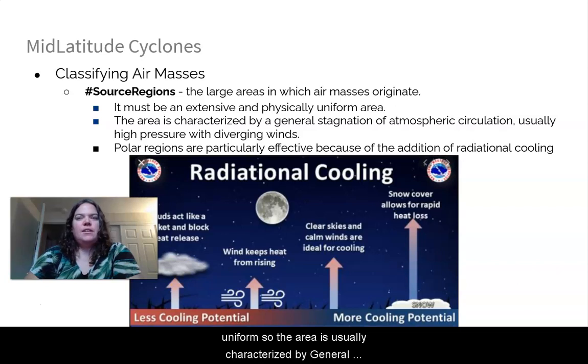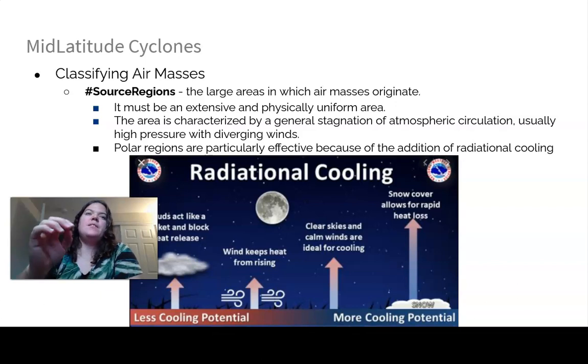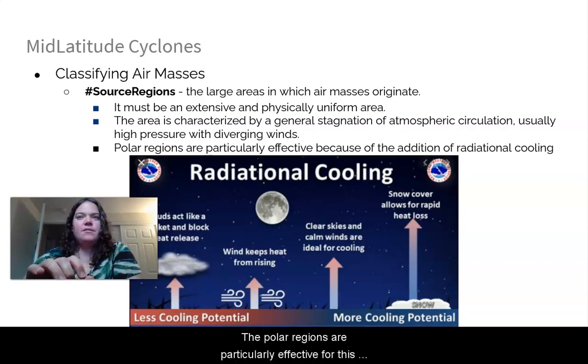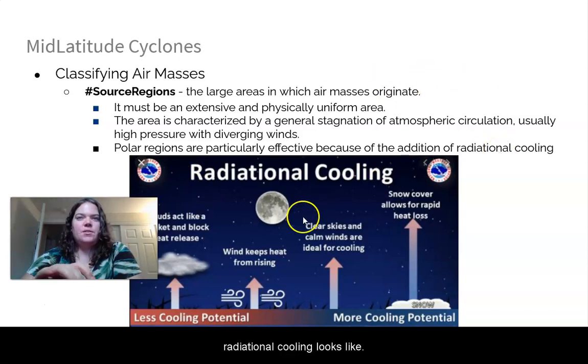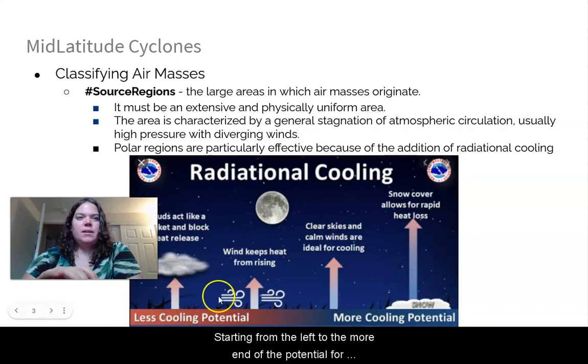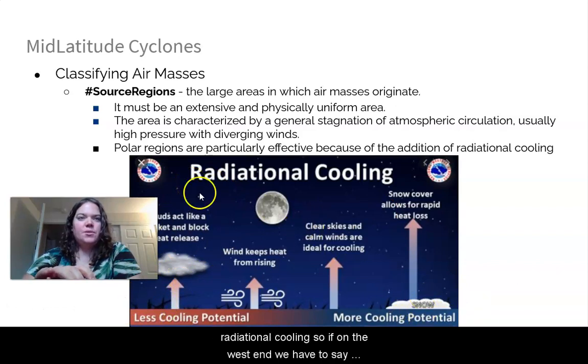So the area is usually characterized by general stagnation of atmospheric circulation, meaning it doesn't move. And usually that means that there's high pressure with diverging winds. So polar regions are particularly effective for this because of additional radiational cooling. This is what radiational cooling looks like, starting from the less to the more end of the potential for radiational cooling.